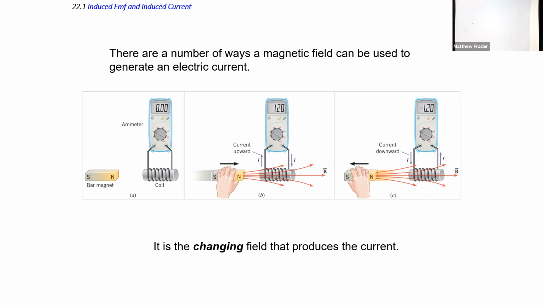Except there's one thing. It's not the presence of the magnetic field. You can set it up and just leave a magnet in a coil or near a coil, and it does nothing. Turns out that what matters is when the magnetic field changes. That's the important bit.